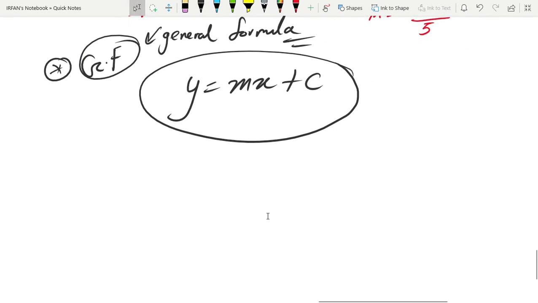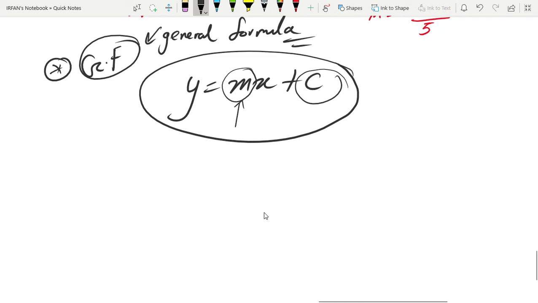So what is y equals to mx plus c? Any straight line equation has this backbone. Upon this formula, all straight line equations are based. So in this equation, y is always equal, m is what you must know by this time, the gradient. It is the x-axis and plus c.